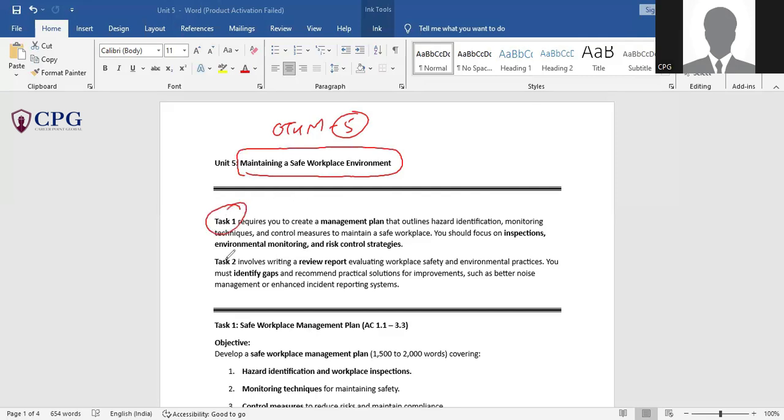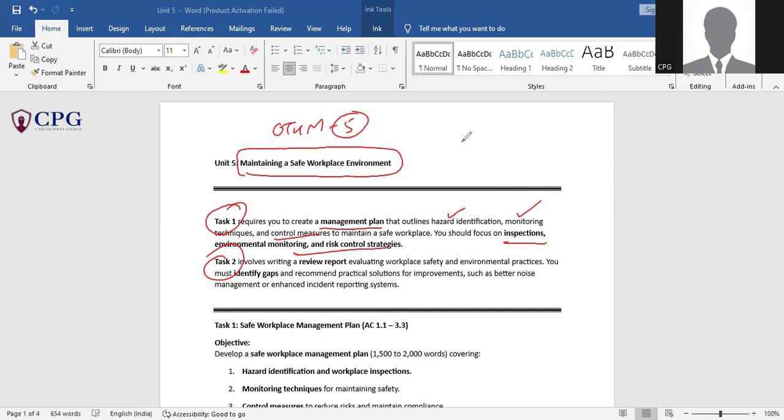There are two tasks associated with this unit. In task one, you have to create a management plan. In that management plan, you have to write the hazard identification, how you have identified the hazards, then various monitoring techniques used in your company, and the control measures to maintain a safe workplace. For example, inspections, environmental monitoring, risk control strategies, etc.